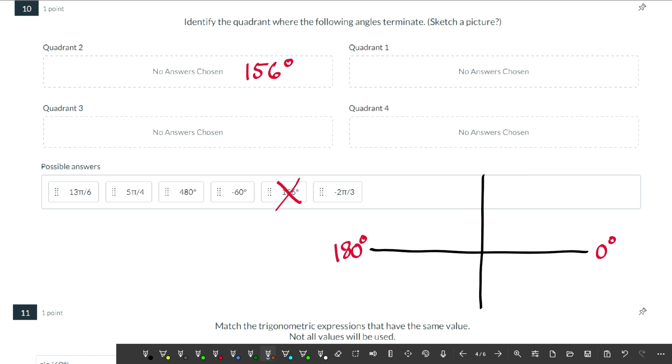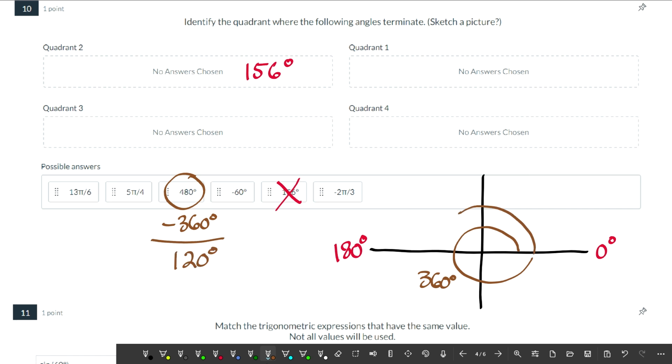Let's talk about 480 degrees. If you go all the way around the circle of rotation, that's 360. So it's greater than 360, so to figure out how much angle is left over, you just subtract 360, and that means there's 120 degrees left to rotate. If you rotate another 120 degrees, that would put you maybe somewhere around here. So that's our total angle of 480 degrees of rotation, and that would also be in quadrant 2. So 480 degrees goes in quadrant 2.